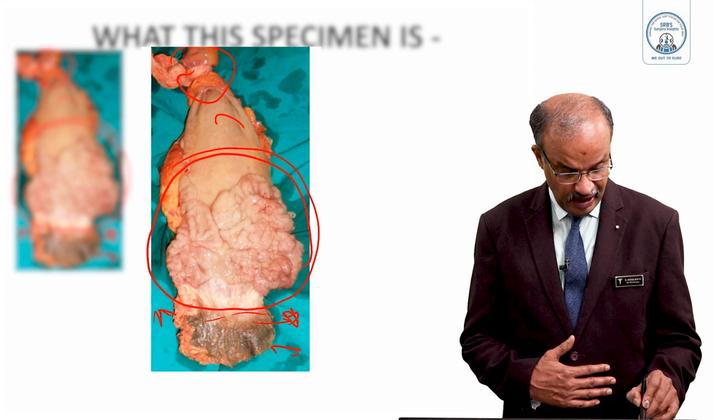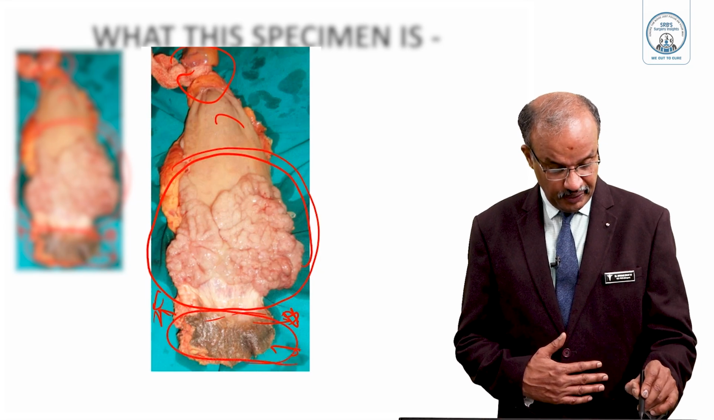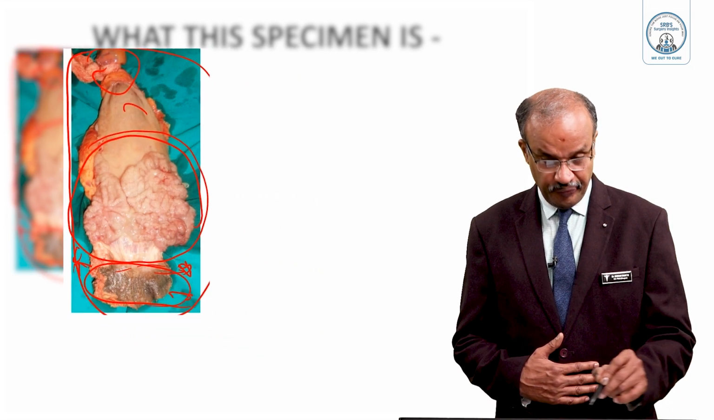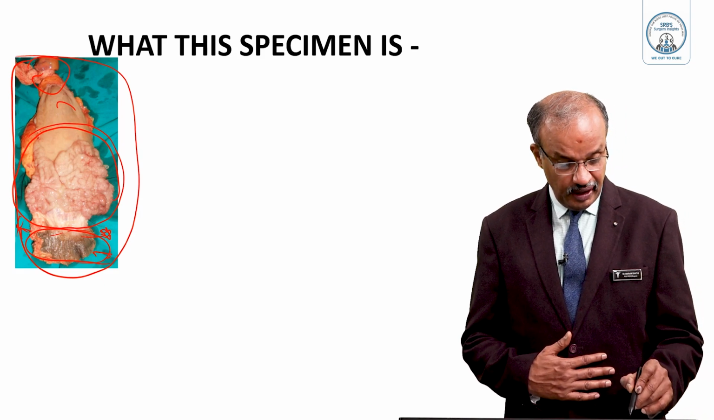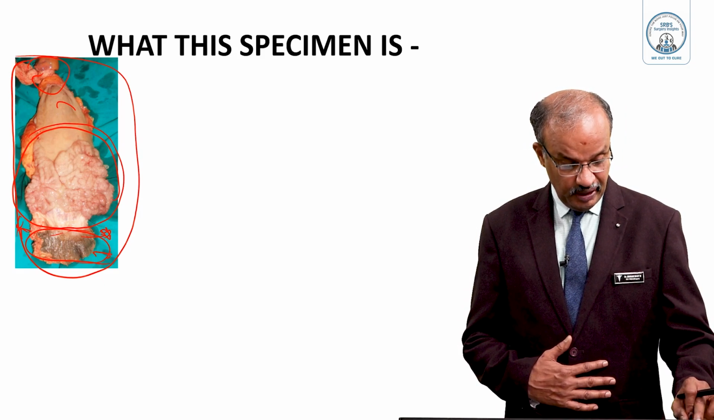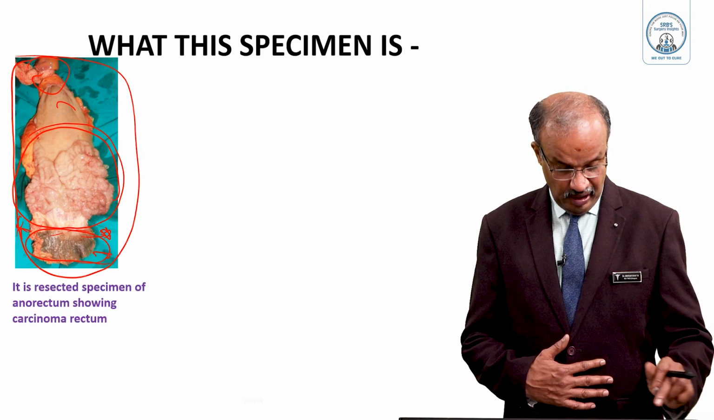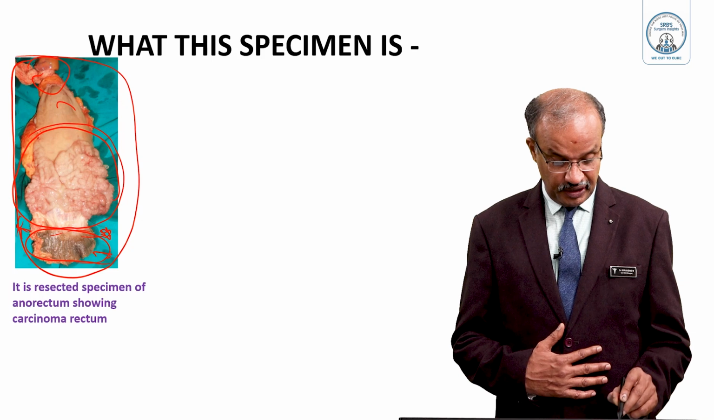See that, less than a centimeter above the dentate line. You can see the anal canal skin here. So what is this specimen? Rectum. It is a surgically excised specimen, and naturally you can see the proliferative lesion there. So it is a surgically excised specimen for carcinoma rectum, after abdominoperineal resection.